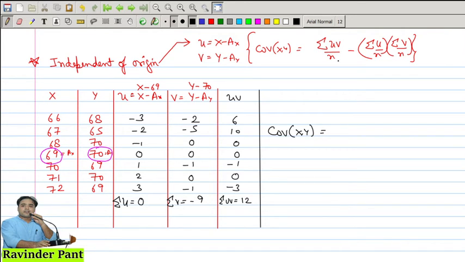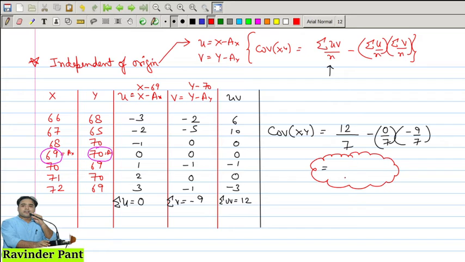So now the covariance of x and y will become this. Summation uv is 12, n is 7, minus 0 upon 7 multiplied by minus 9 upon 7. So you will calculate this and you will get the value of your covariance here. That's your homework. You calculate it and let me know, you fill in the blanks.